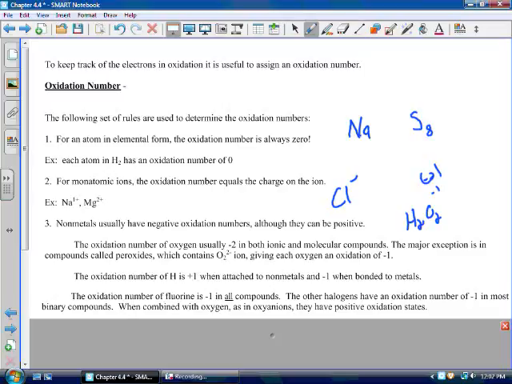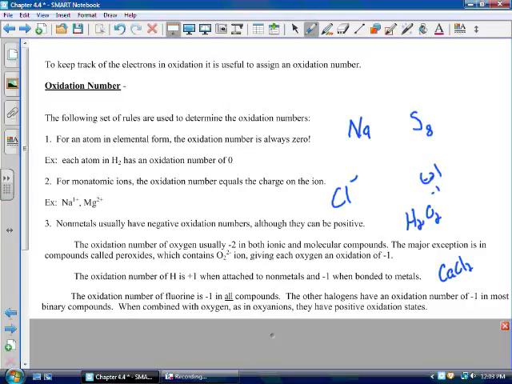The halogens are also a family that can be positive and negative in different situations. Fluorine is always -1 in all compounds. Under no circumstances will it be anything other than -1. The other halogens generally tend to have a -1 oxidation state in most binary compounds. Remember, a binary compound is a compound with an element plus another element, so 2 elements. So for example, in calcium chloride, chlorine has a -1 because it's a binary compound.